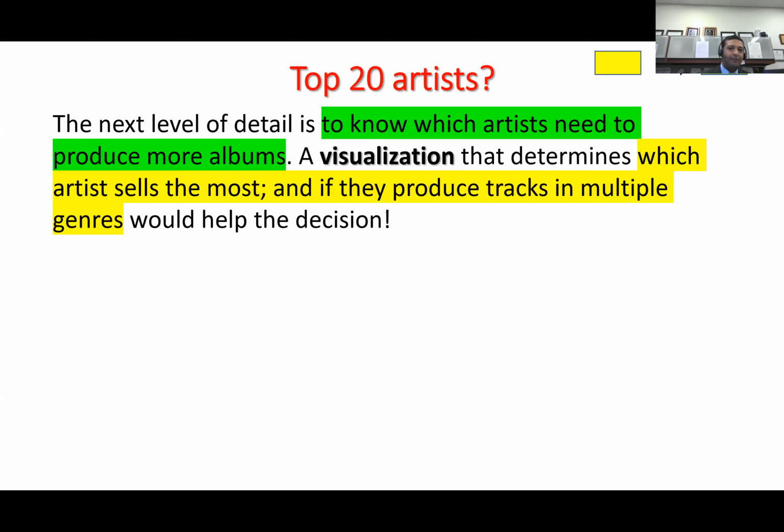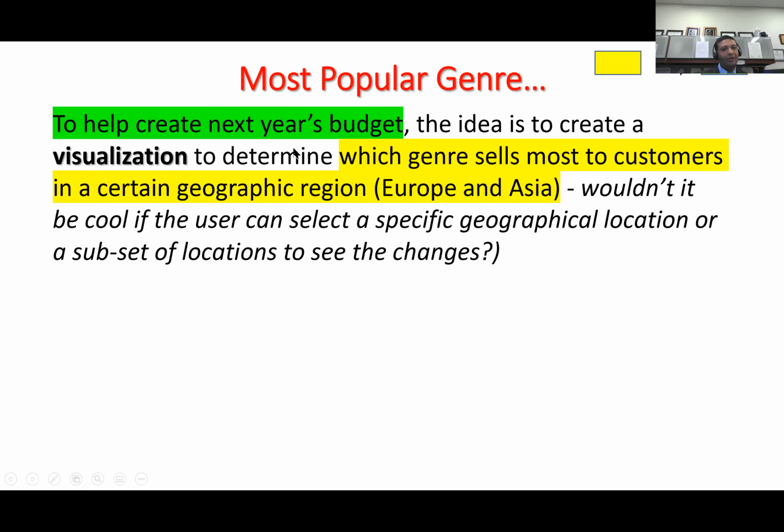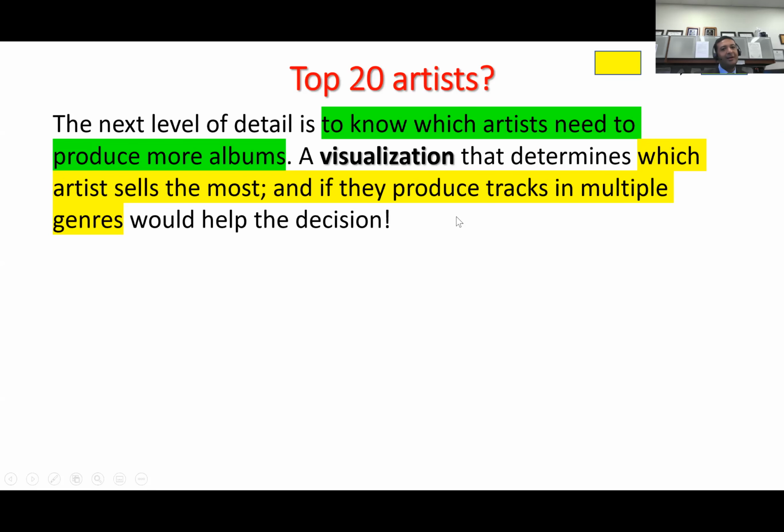Okay, so again, the yellow is what you are capturing from the data set, how you're visualizing it. The green is trying to understand or make a decision based off of that visualization. So if the first level of detail is what the most popular genre is, the next level of detail is to know which artists need to produce more albums. So a visualization that determines which artist sells the most will help you answer that question. Because if you're selling a lot this year, the following year, it's expected that that demand will continue, and so you need to produce more.